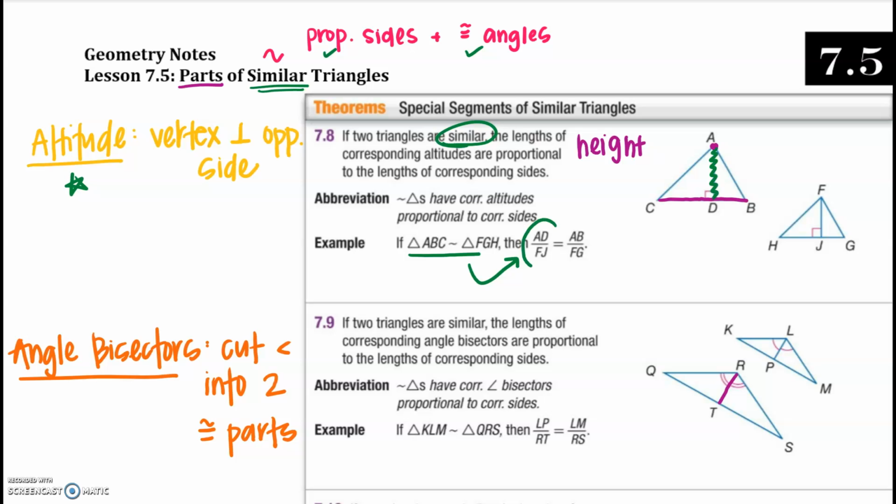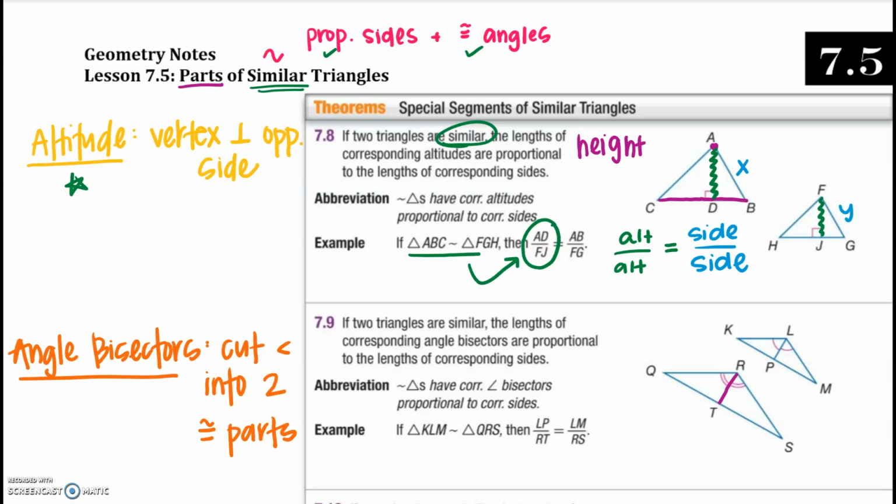Notice this first part of my proportion is AD, the altitude, over my altitude equals, and then I can use any corresponding sides. In this case, they have used AB and FG. So I'll just put a side over a side. So you can create these proportions using these parts.